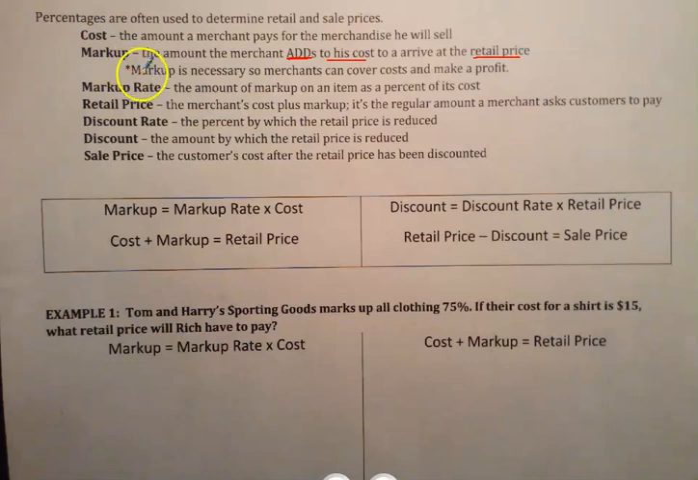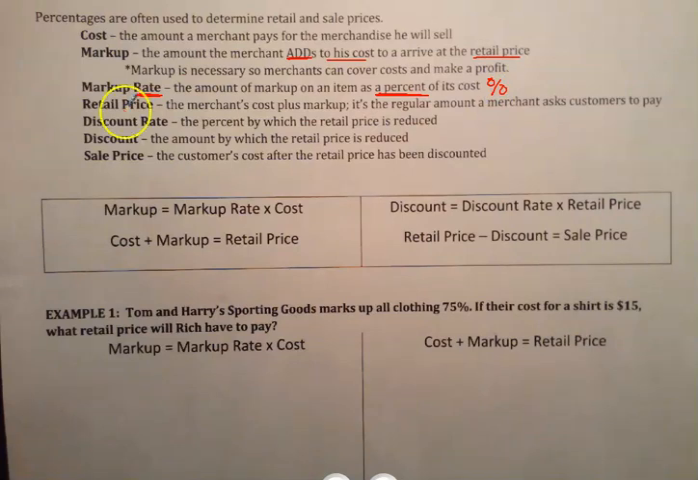Now, there's an asterisk here because markup is necessary so merchants can cover costs and make a profit. Otherwise, their business isn't worthwhile if you're not making a profit. We've kind of talked about that a little bit when we talked previously about maybe mowing lawns and things. You have to make a profit on your job. Okay, so we have a markup rate. Okay, notice there's markup and markup rate. The rate is the amount of markup on an item as a percent of its cost. Okay, so anytime we see rate, we need to know that rate is a percent.